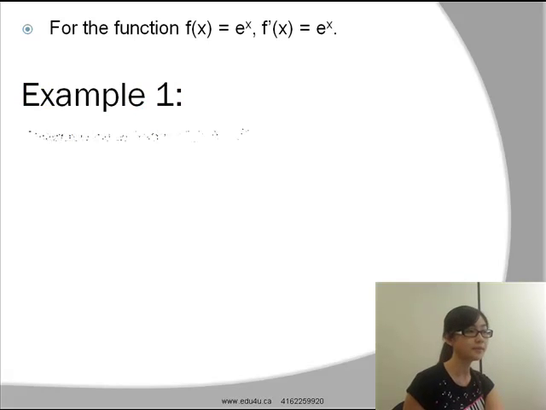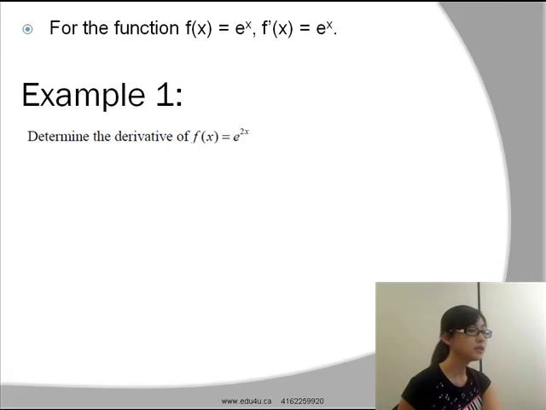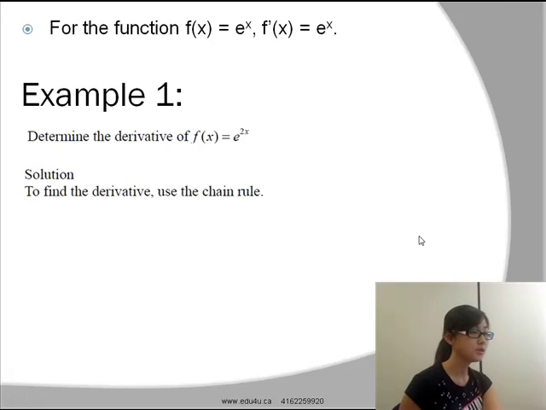Let's take a look at example 1. Determine the derivative of f of x equals e to the power of 2x. The derivative of this function does not equal e to the power of 2x because the rule that has just been described above only works for f of x equals e to the power of x. So in order to solve this function, we have to use the chain rule.